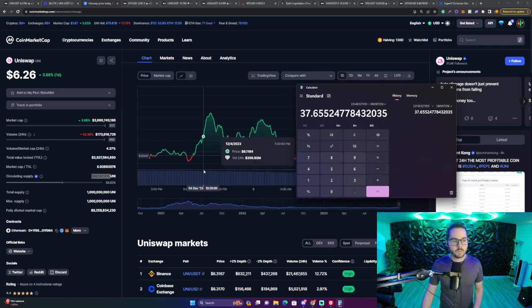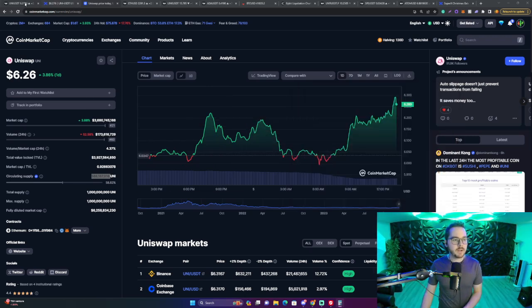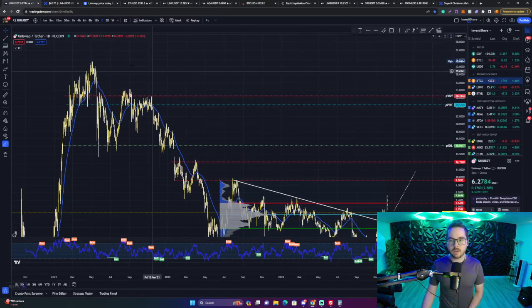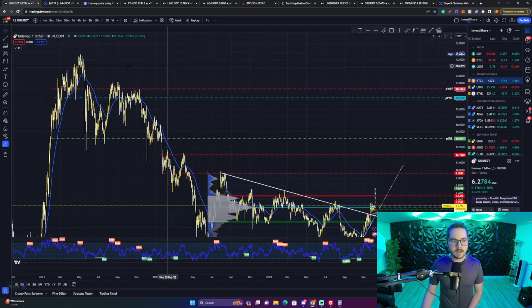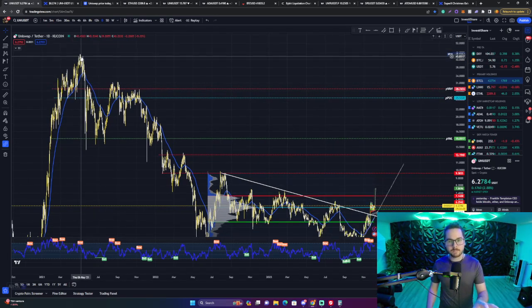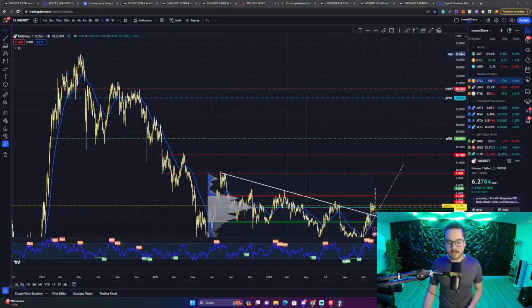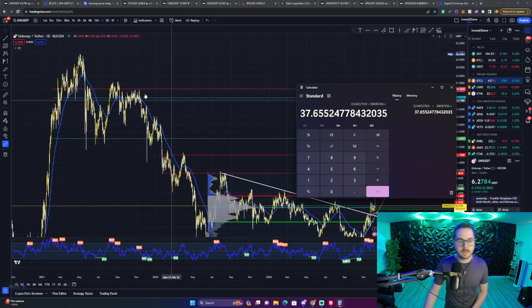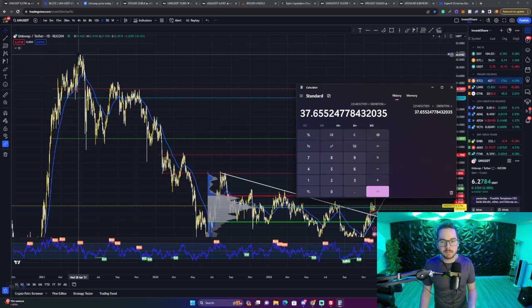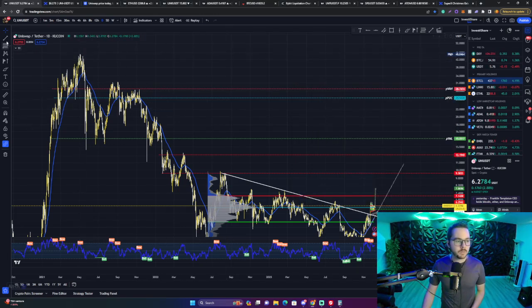$37. So what this is telling us, if I go back to the daily chart here, we had an all-time high of like 45, right? If we were to take the same amount of money that was in the market during that day and throw it into Uniswap today, it would actually bring our price to $37, because that's the inflationary damage that's happened to Uniswap since then. So $37 would be my macro target.